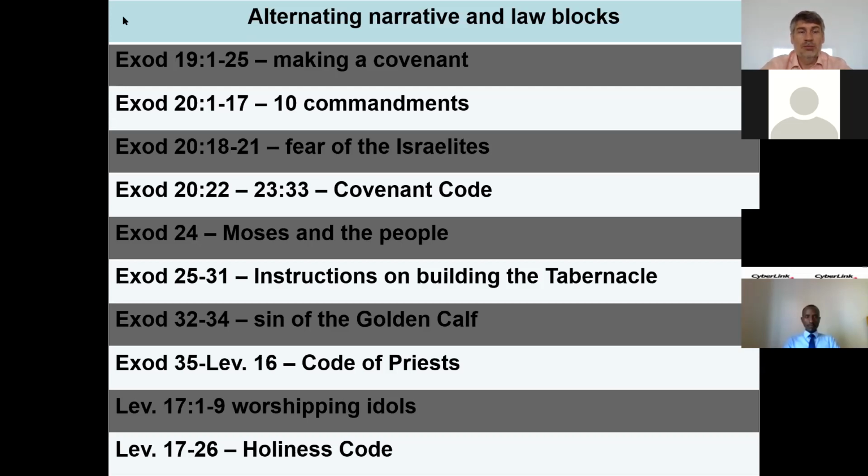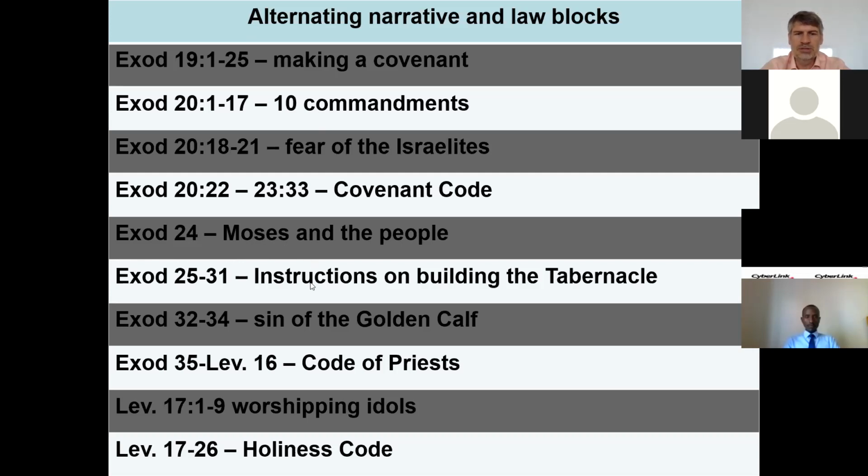Okay, so what we can have here. Exodus 19, making a covenant. Exodus 20, this is a narrative actually. Exodus 20 is the text of the commandments. After that, we have a small narrative portion about the fear of the Israelites. And after that, we have the so-called covenant code. And again, Exodus 24 is about how the covenant was made.